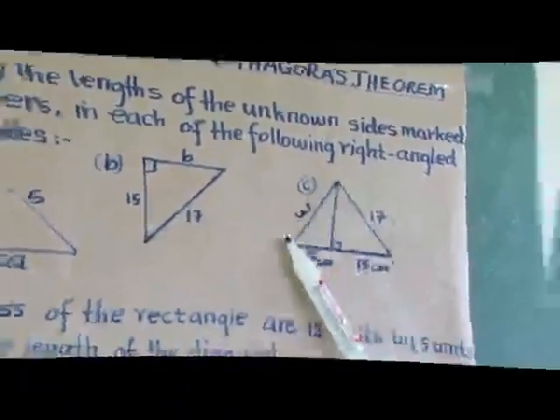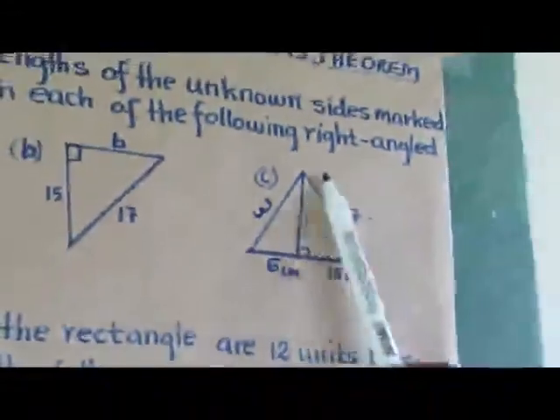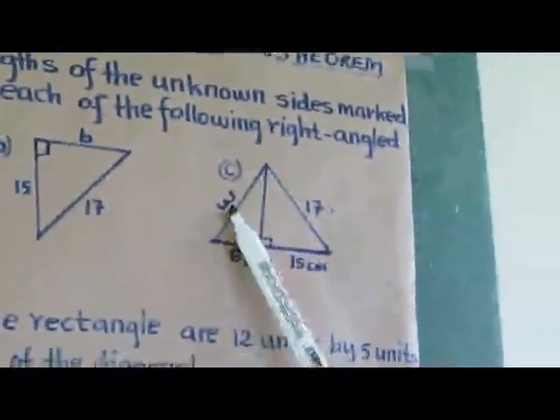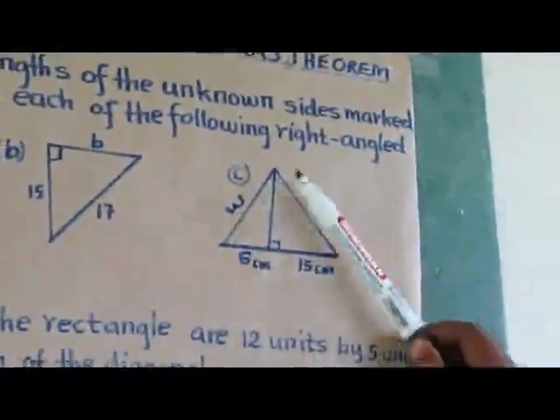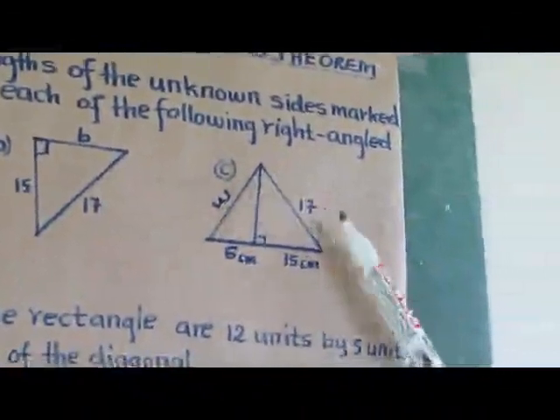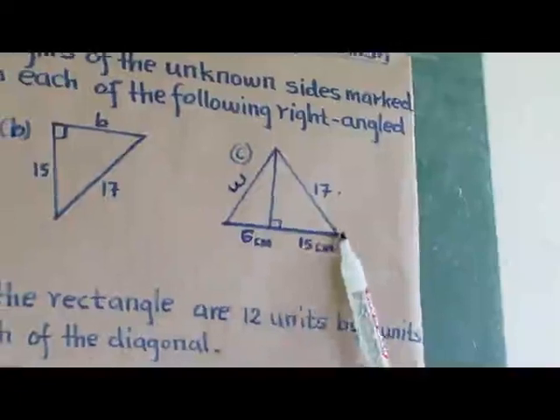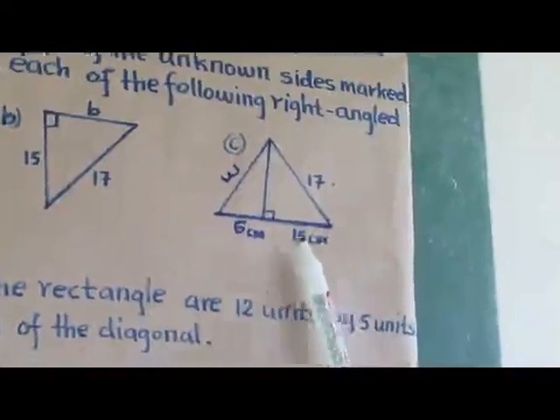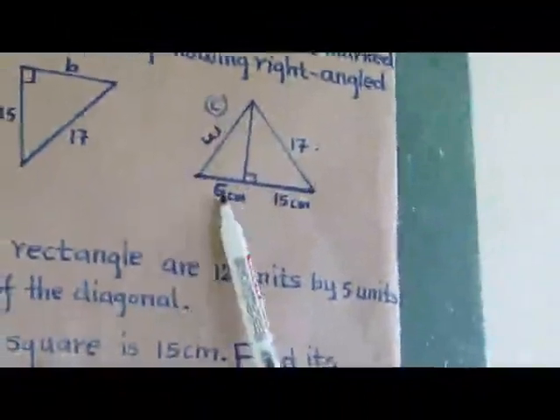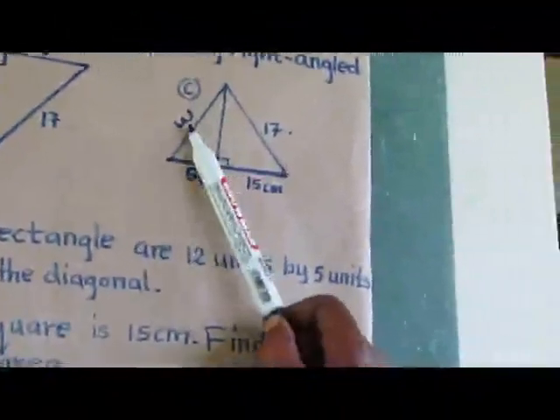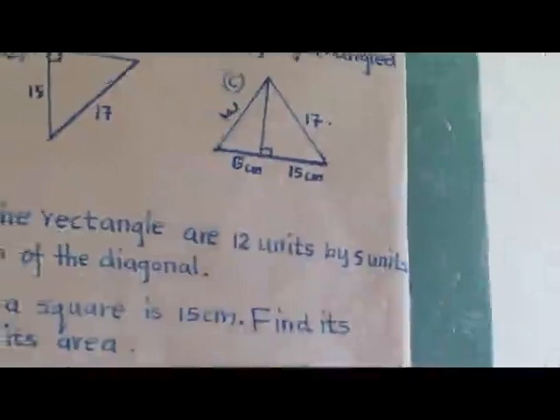C, it is a triangle also. This side here is W, you have to find what is W. Hypotenuse is 17, and from the point here up to this point it is 15 centimeters, and from the point here to this one here it is 6 centimeters. So find what is W here.